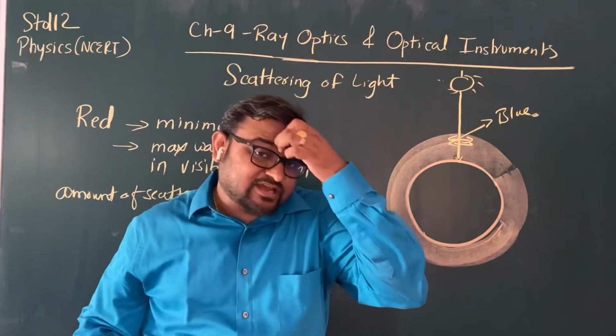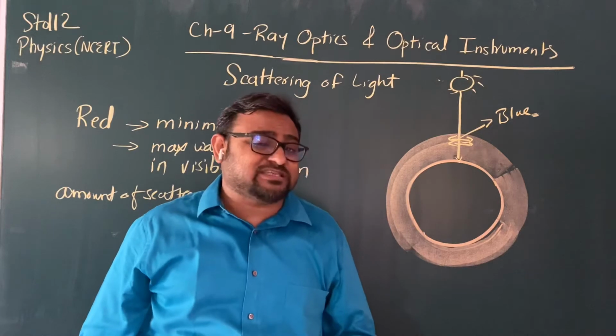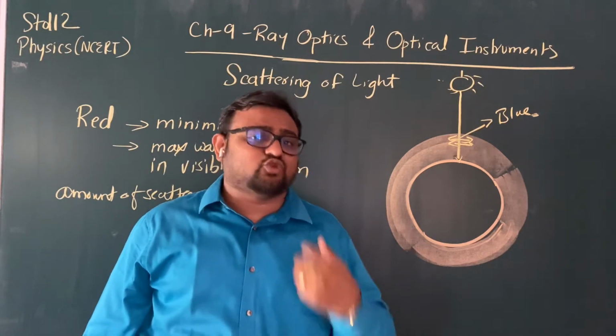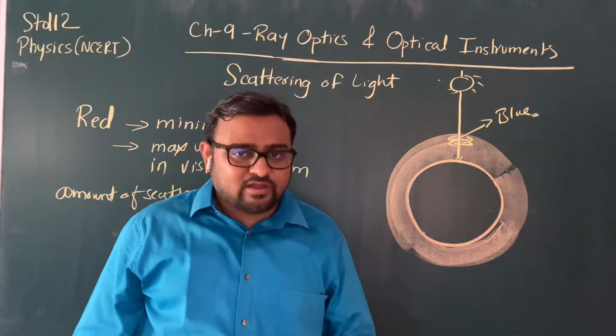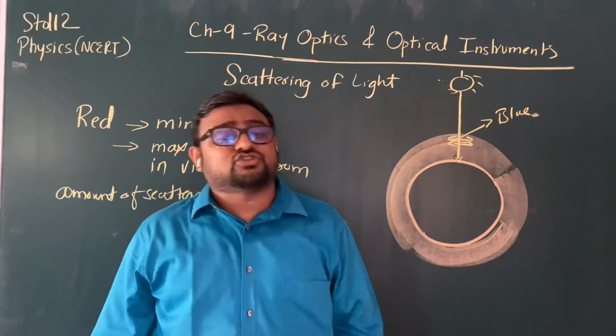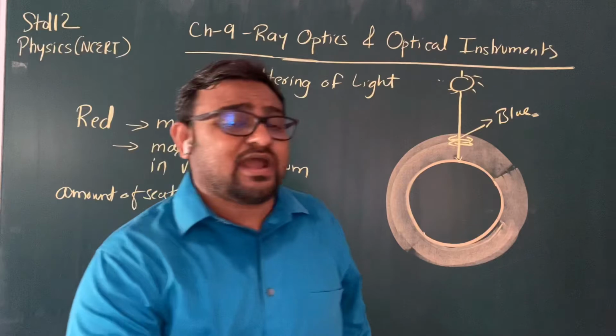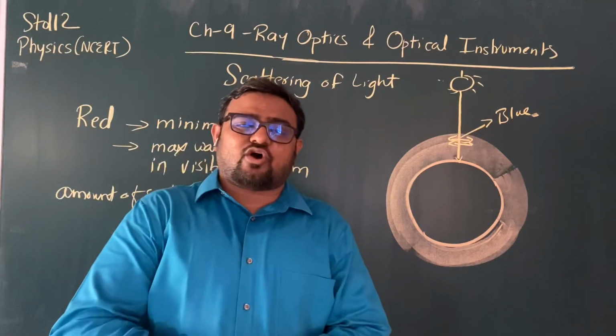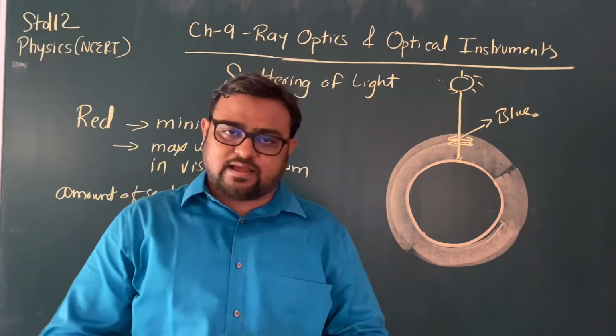Of course, as I said earlier, violet light scatters maximum, but the sensitivity of our eyes to blue light is higher. So that is the reason the sky appears blue. So what is the reason why the sky is appearing blue? This is because of the scattering phenomenon.